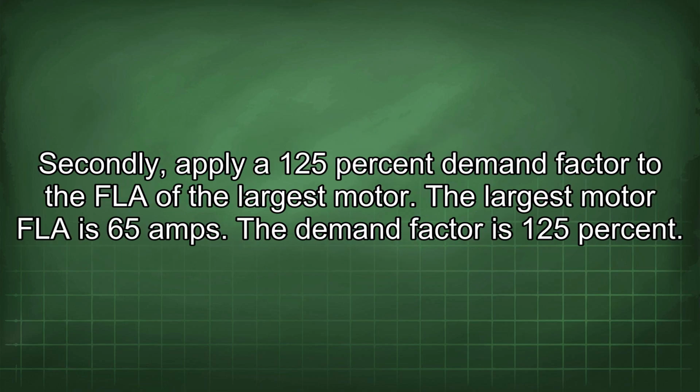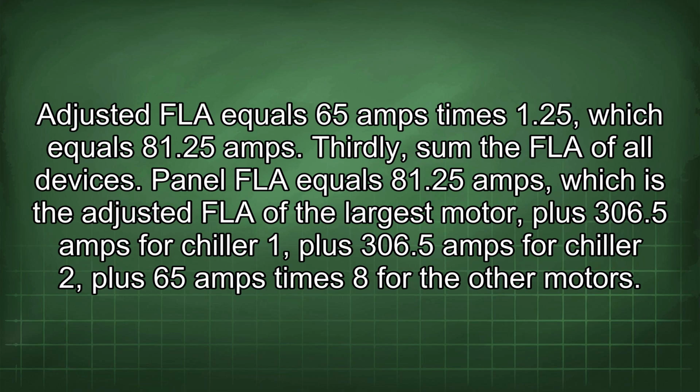Secondly, apply 125% demand factor to the FLA of the largest motor. The largest motor FLA is 65 amps. The demand factor is 125%. Adjusted FLA equals 65 amps times 1.25, which equals 81.25 amps.